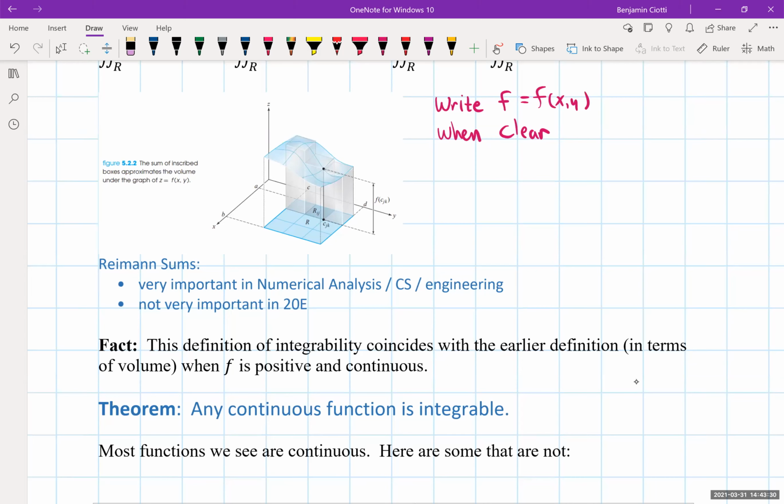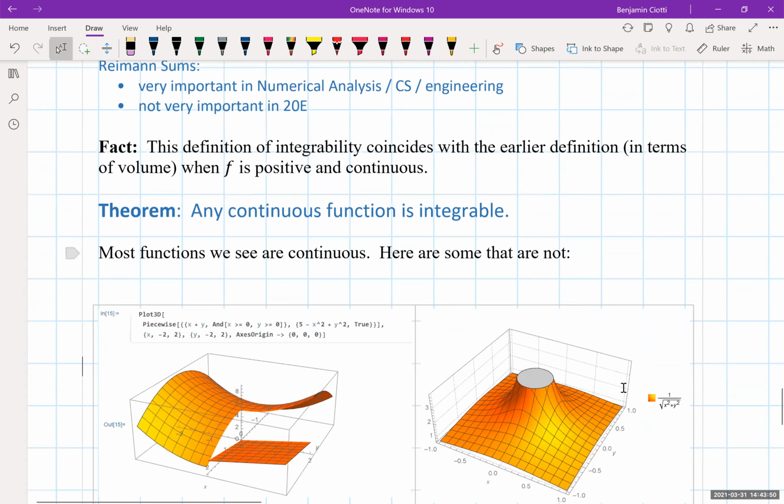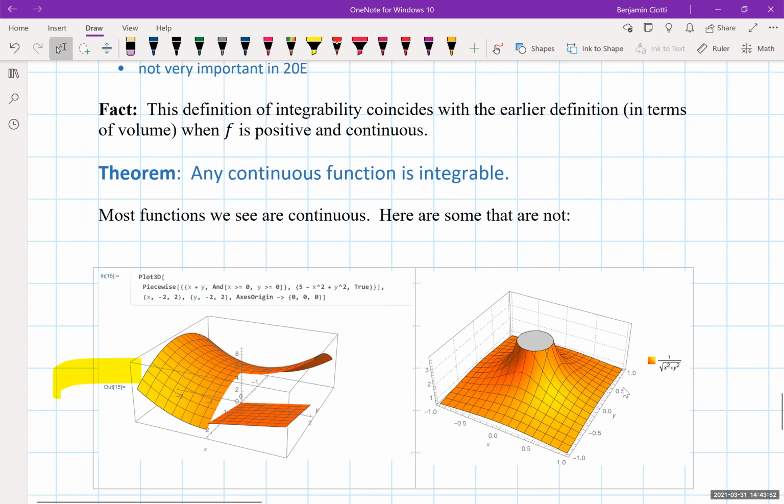So I went to MATLAB when I was writing this lecture because I wanted to show you some pictures of functions that are not continuous, since most functions you see are continuous. Here's some that I plotted on MATLAB. The first one is a piecewise function that's not continuous. It's got one piece up there and another piece down there. Those are two separate pieces and they are discontinuous right here at the boundary of their pieces.